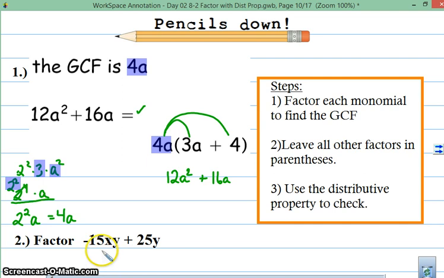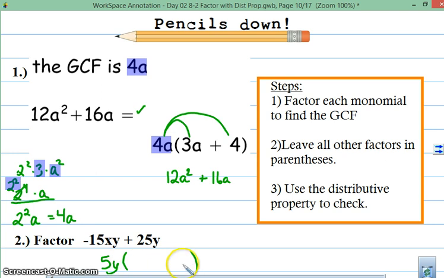This time we're going to do it a little bit more in our heads, finding the GCF. First, we look at the negative signs. There's a negative sign in one, but not the other, so we do not take a negative 1 out. What factors go into 15 and 25? 5 goes into both. Look at the variables. What do they both have? They both have a y. That's my greatest common factor.